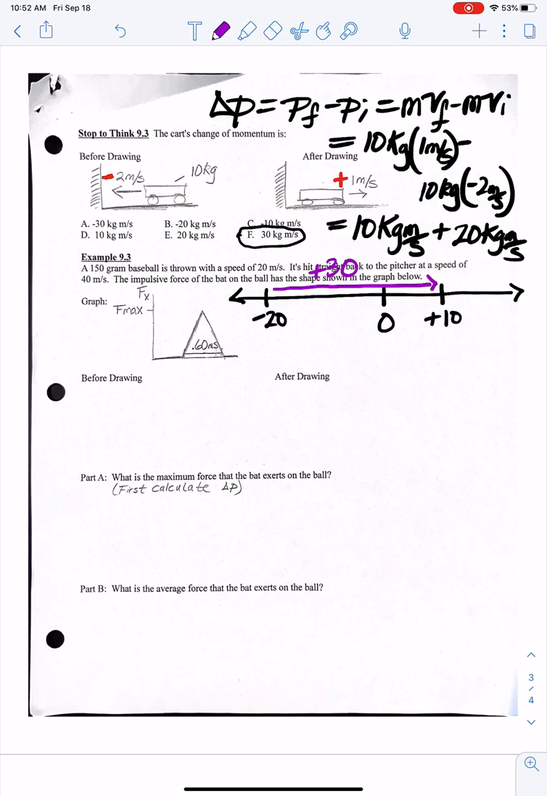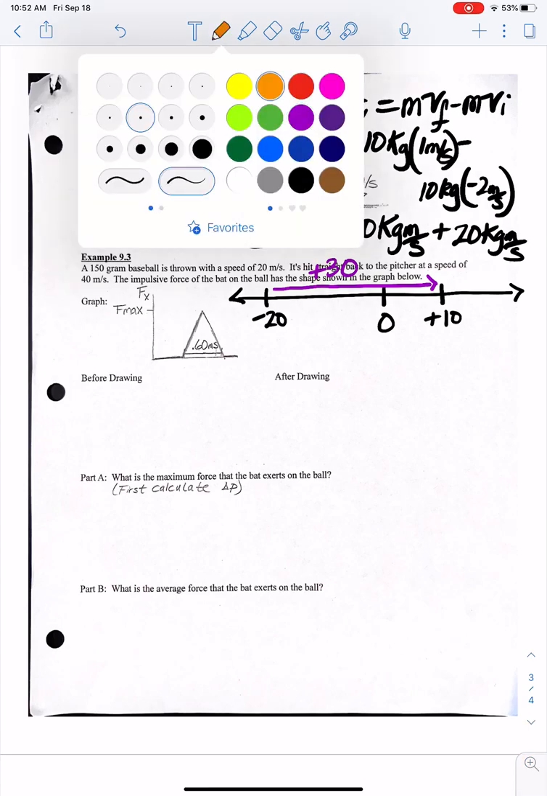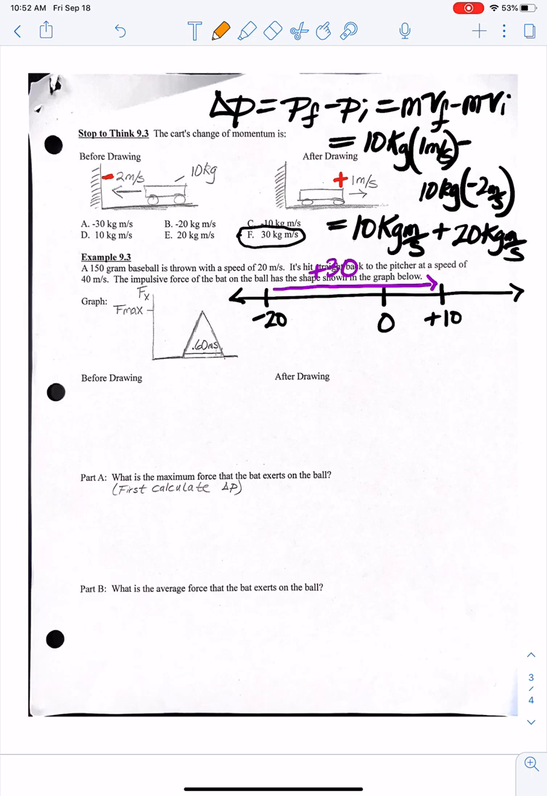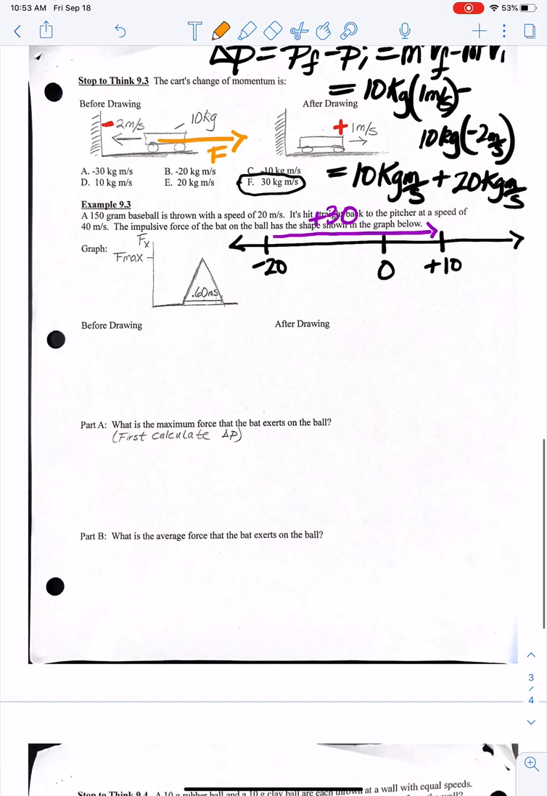So the impulse, or the change in momentum, is 30 to the right. The wall puts a positive force directed to the right on the cart, right? There's a force on the cart that's pointed this way, so our impulse also points this way. Okay, good deal. Let's go to the next one.